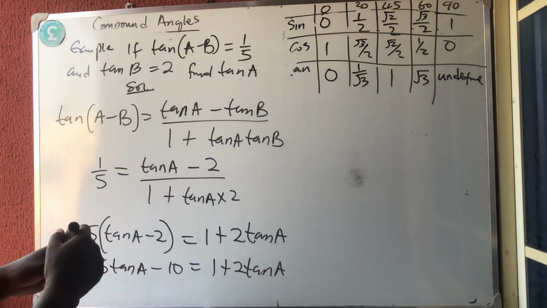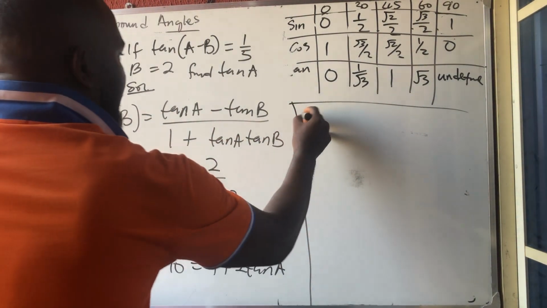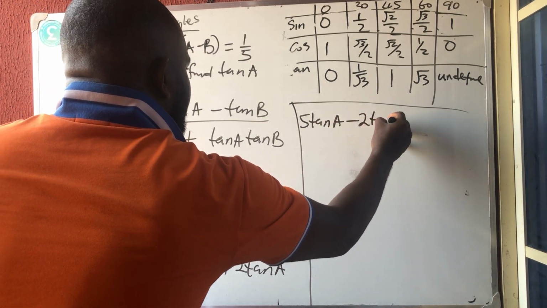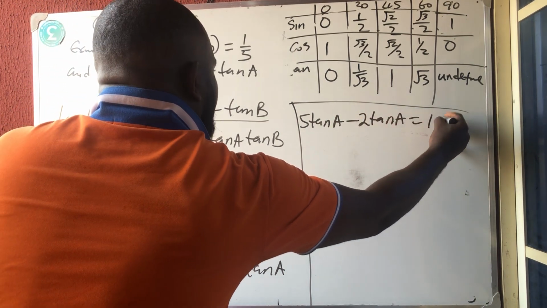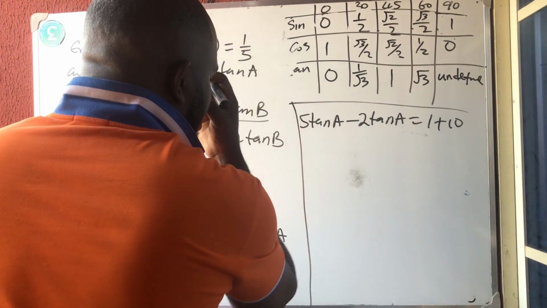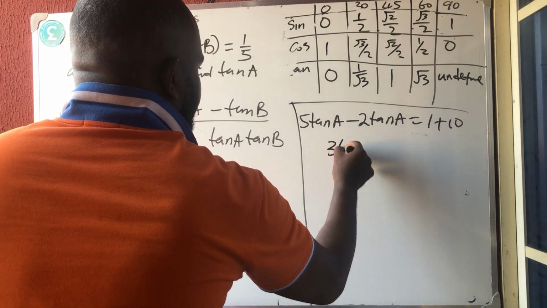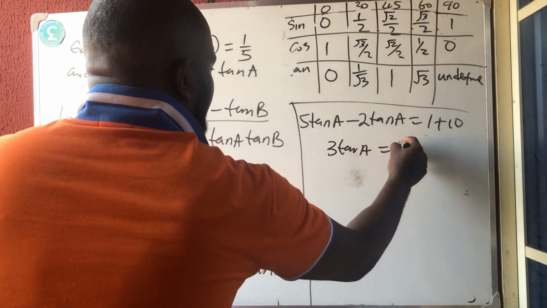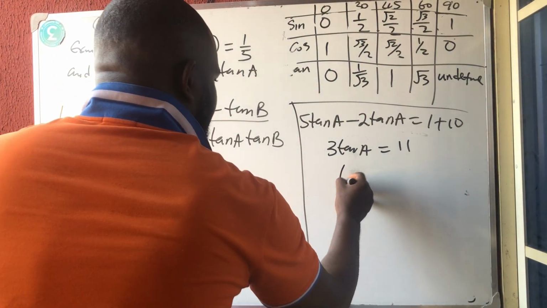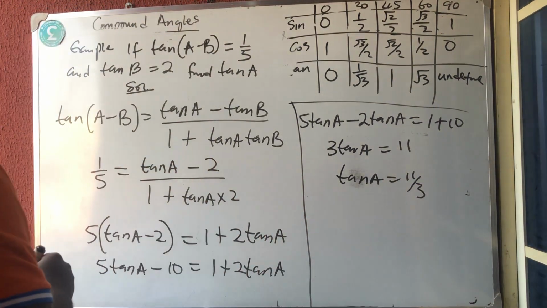So collect like terms, you are going to have 5 tan A minus 2 tan A is equal to 1 plus 10. This minus this is 3. So I'm having 3 tan A is equal to 11. So what do we have now? We are going to have that tan A is equal to what? 11 over 3. As simple as that.